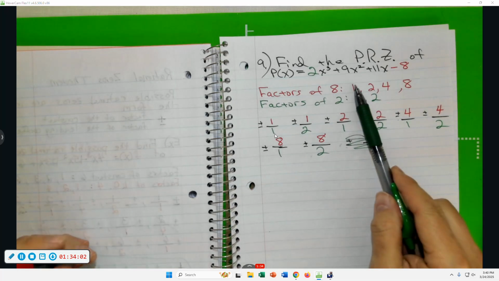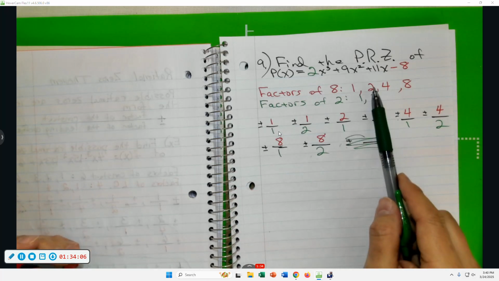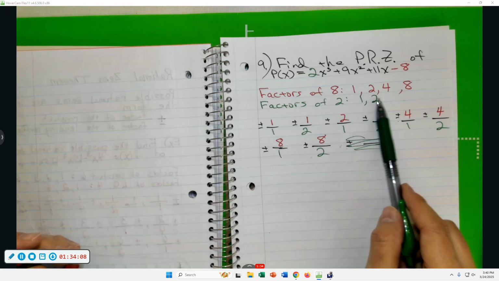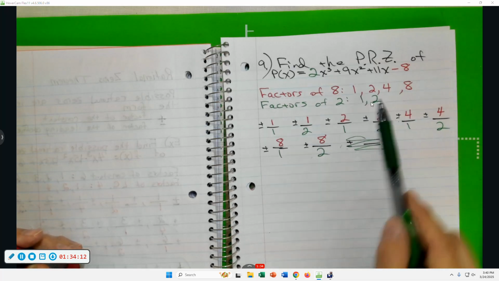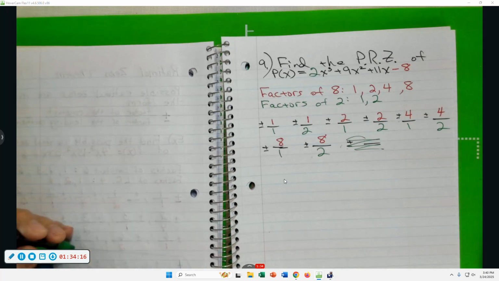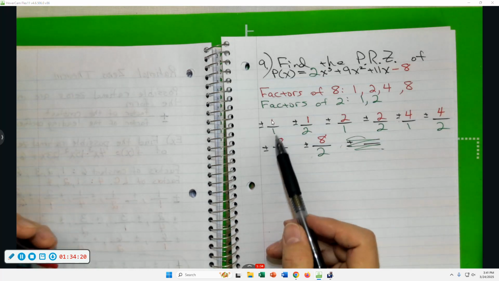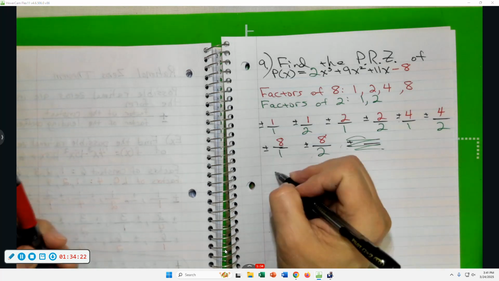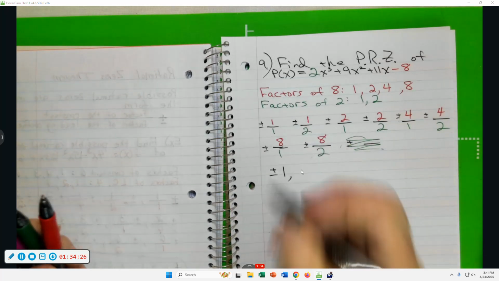You took this one, the first factor of 8, put it over 1, 2. Take the 2, put it over 1, 2. 4, put it over 1, 2. 8 over 1, 2. And then we start simplifying. 1 over 1 is 1, so plus or minus 1. 1 over 2 is 1/2.